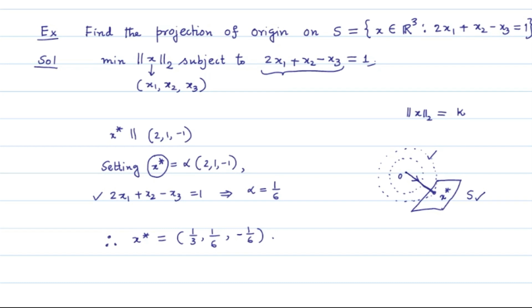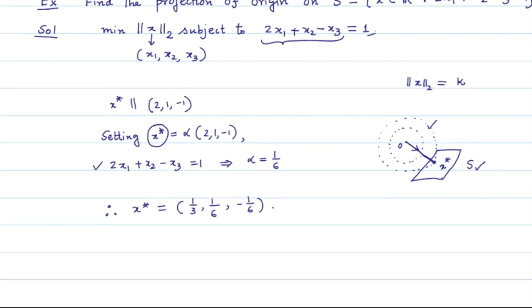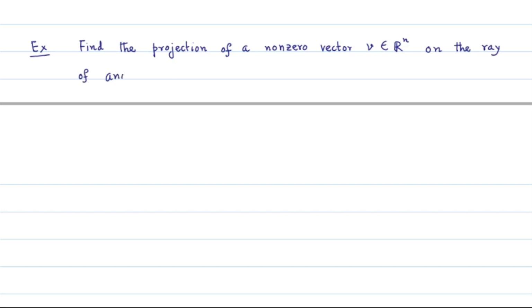Let us now execute another problem in which we will consider two generic vectors. We consider finding the projection of a non-zero vector v in Rn on the ray of another non-zero vector u in Rn. That means geometrically it is asking us to find the projection of the vector v on the ray of the vector u. Here this point is the origin of Rn.